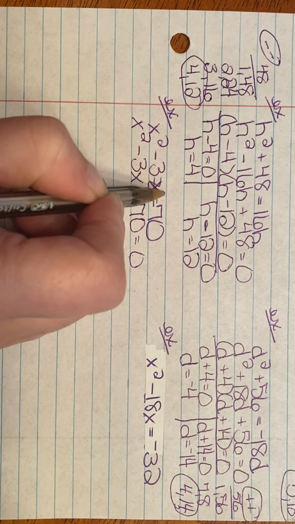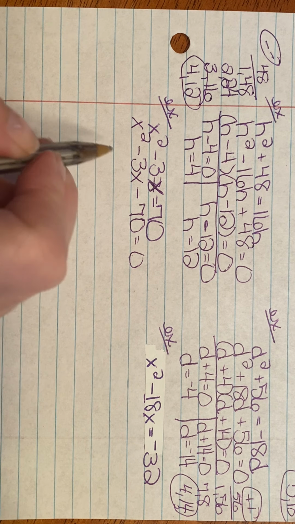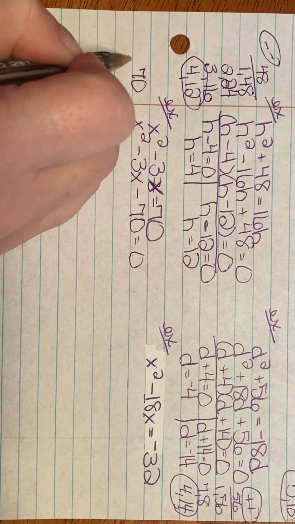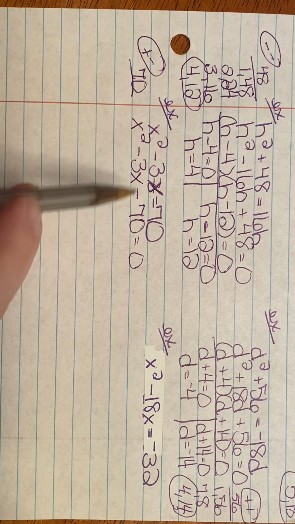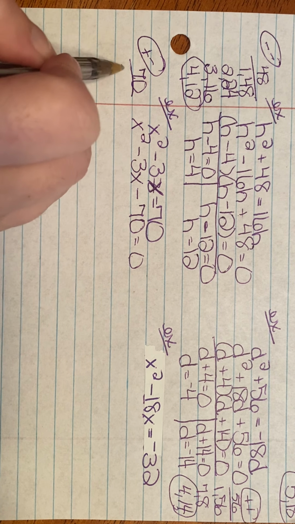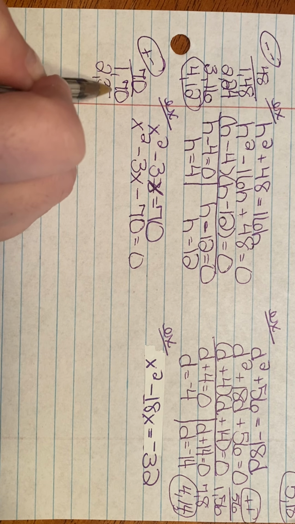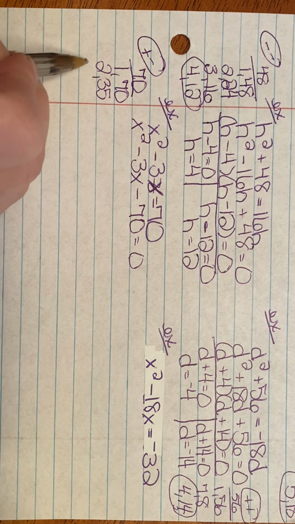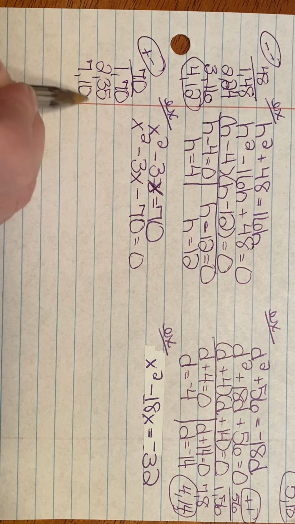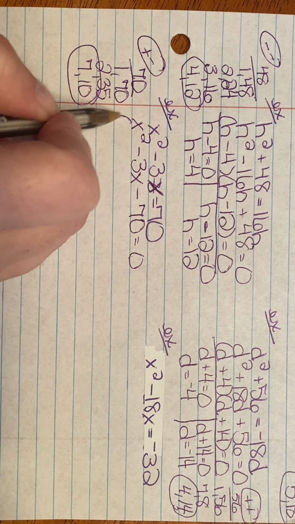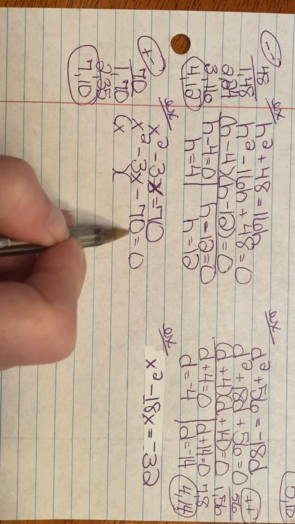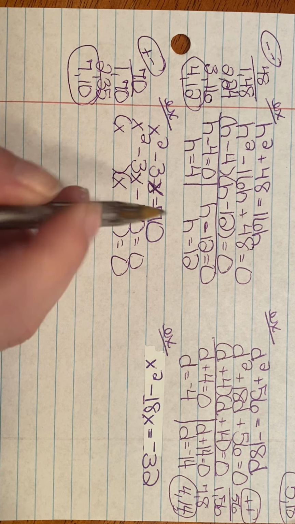That's an x. Okay, so we're going to break down 70. It's a positive and a negative because it's got a negative answer there. 1 and 70, 2 and 35, 7 and 10. I'm going right to it. I'm starting to get more comfortable with my factors.